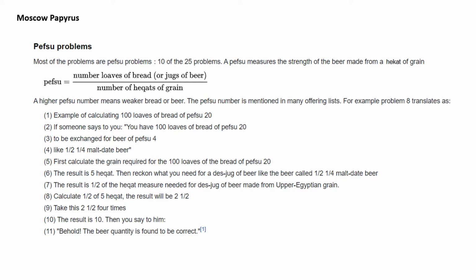And this problem, problem 8, you're required to work out the equivalent of 100 loaves of bread, so strength 20 Pefsu, compared to beer of Pefsu 4, how much beer you get for the same amount of grain.